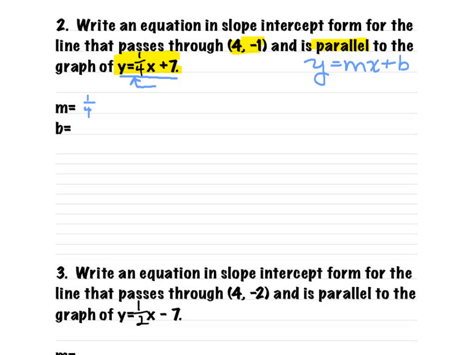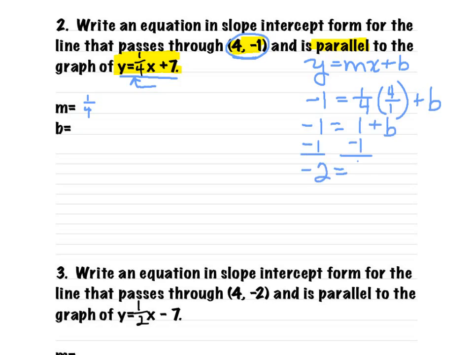What I have to solve for is b. I don't know what b is. So we're going to use the point that I'm given and m, and we're going to solve for b. So let's do that. -1 equals 1/4 times x, which is 4, plus b. Okay, let's simplify. -1 equals 1 plus b. Let's subtract 1 on both sides. -2 equals b. So b is -2.